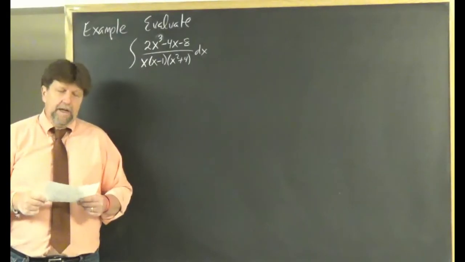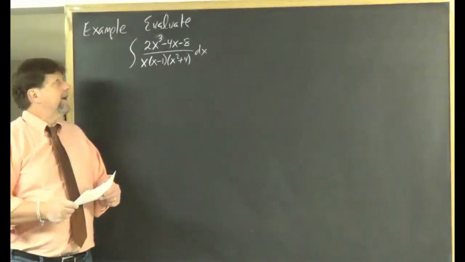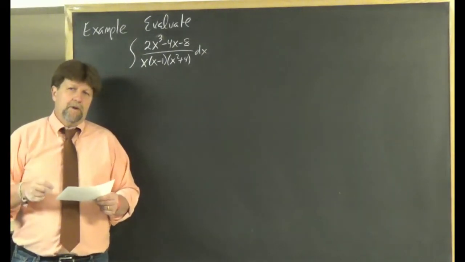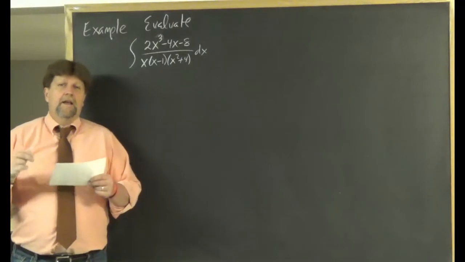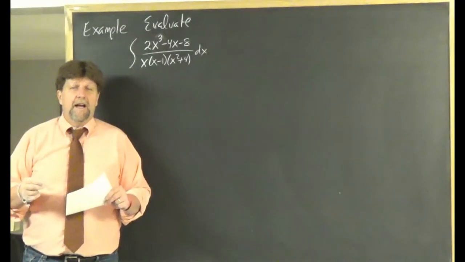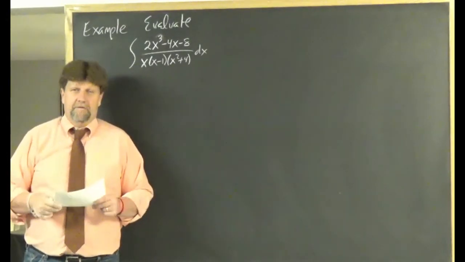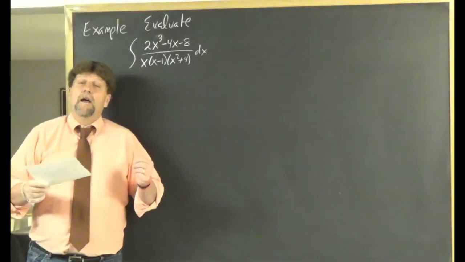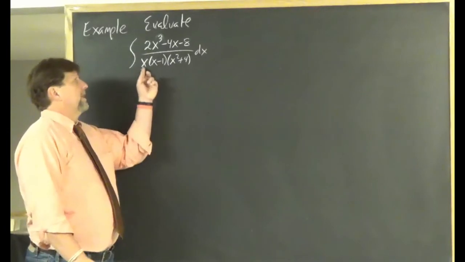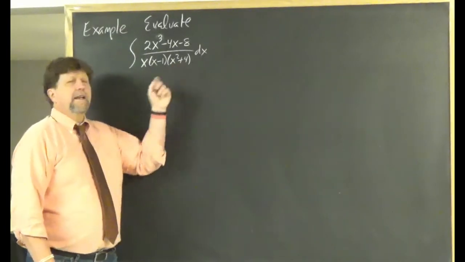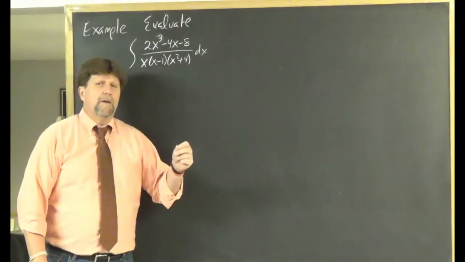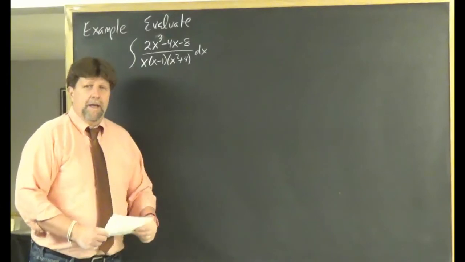All right, in this example, we're going to evaluate the integral of 2x cubed minus 4x minus 8 all over x times x minus 1 times x squared plus 4 dx. This example is going to be really involved. It's probably the nastiest example I could find because of everything that's involved with it. But I did make it kind of friendly for us to start off. I have the denominator completely factored. That's a linear, that's a linear, that's a quadratic. It's said to be irreducible or prime. You can't factor it any further over the real numbers. So we begin the process.